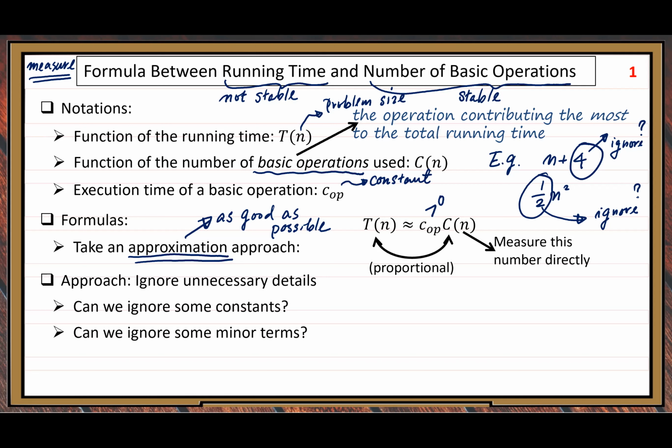Second, can we ignore some minor terms? If I show you one example, let's say n squared plus 2n plus 3, we refer to the extra terms as the minor terms. Can we ignore these minor terms?